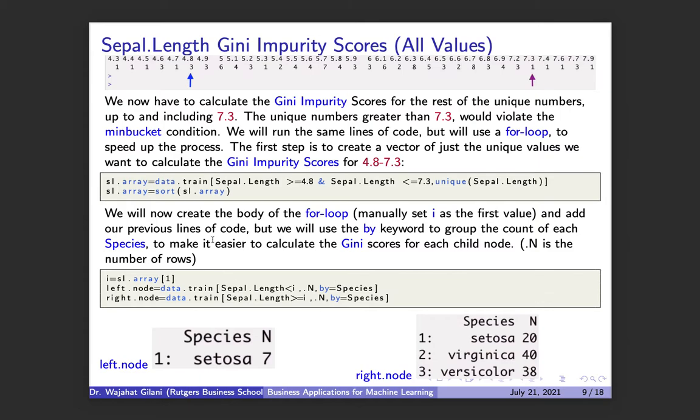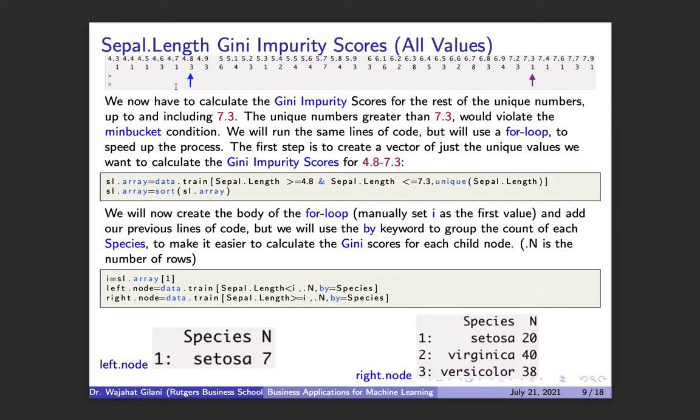We now have to do this for 4.9, 5, 5.1, 5.2, etc., all these numbers up to 7.3. At 7.3, remember, less than 7.3, I'm good. I satisfied the min bucket rule. Greater than or equal to 7.2 is what? It's going to be 1 plus 1 plus 1 is 3. 3 is 6 plus 1 is 7. Excellent. 7.3 makes the cut. But when I go to 7.4, greater than or equal to 7.4 is going to be 1 plus 1 is 2. 2 plus 3 is 5. 5 plus 1 is 6. That right node, the greater than or equal part of 7.4, will be 6 values or 6 rows. That's going to violate the min bucket rule. So we're only going to test from 4.8 to 7.3.